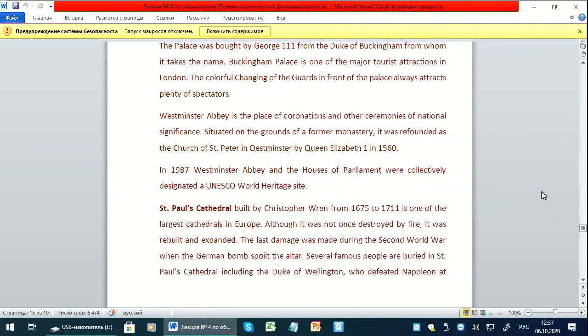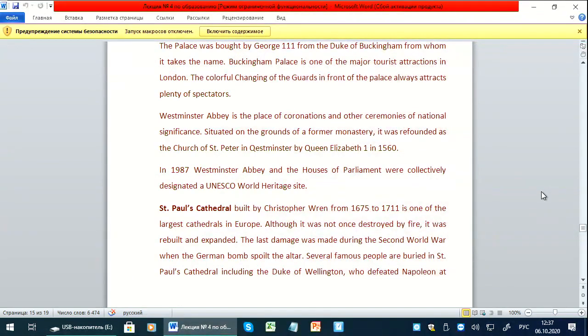In 1987, Westminster Abbey and the Houses of Parliament were collectively designated a UNESCO World Heritage Site. Heritage is наследие.